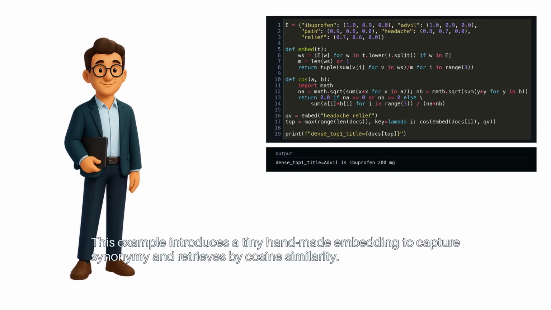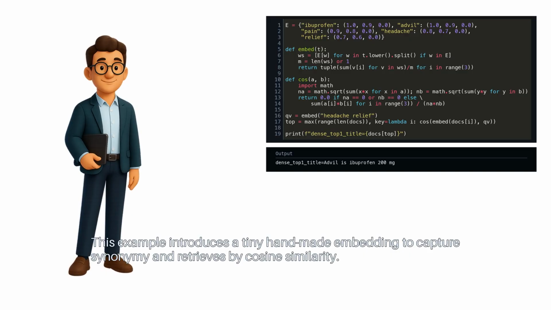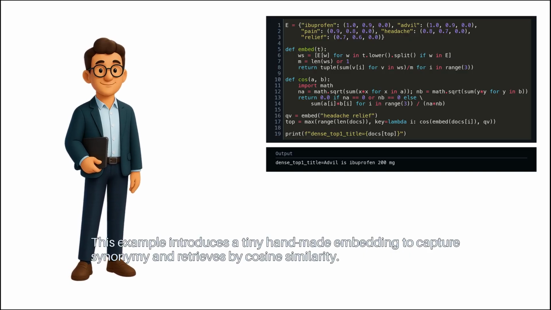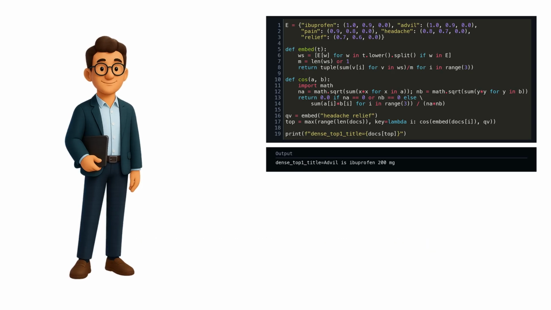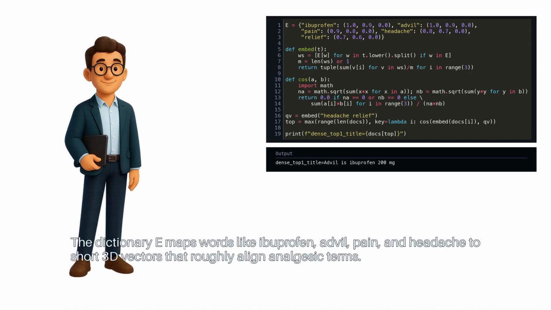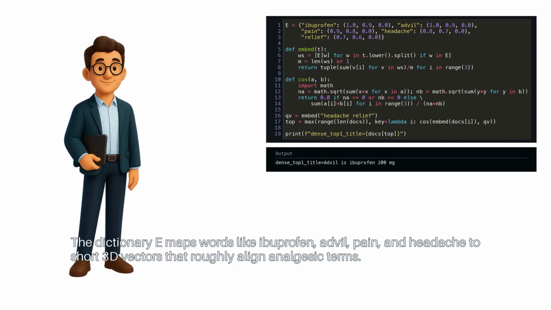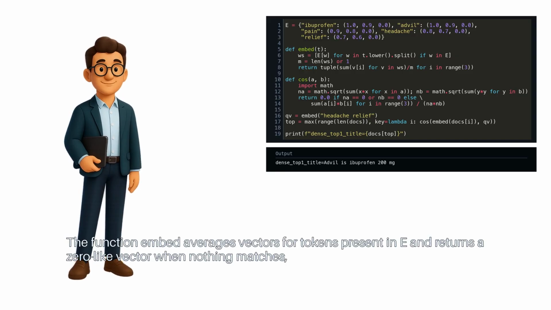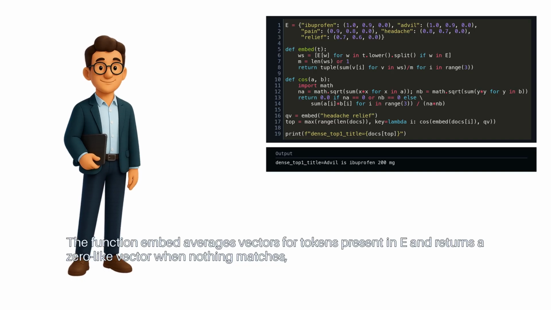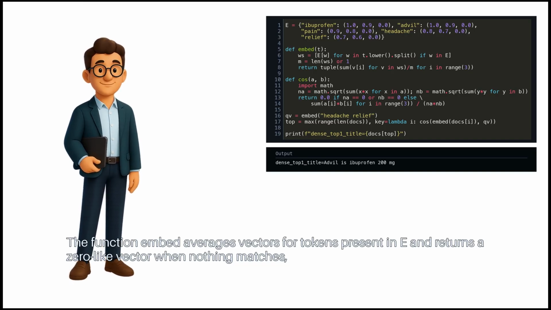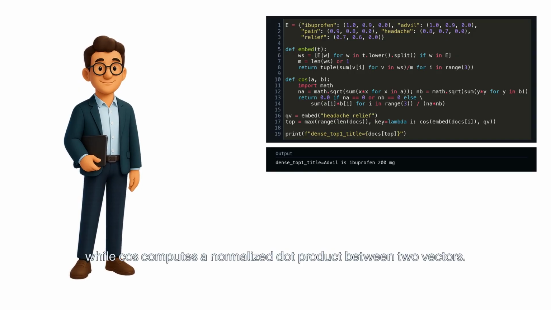This example introduces a tiny handmade embedding to capture synonymy and retrieves by cosine similarity. The dictionary E maps words like ibuprofen, Advil, pain, and headache to short 3D vectors that roughly align analgesic terms. The function embed averages vectors for tokens present in E and returns a zero-like vector when nothing matches, while cos computes a normalized dot product between two vectors.